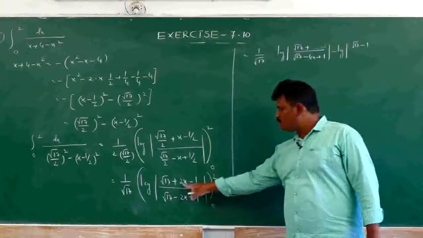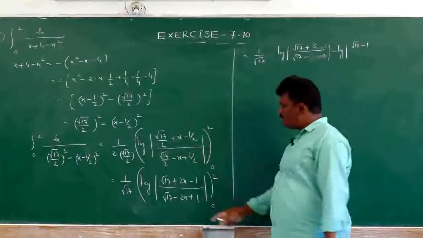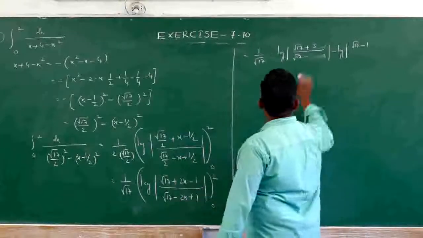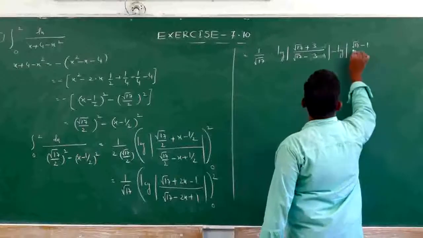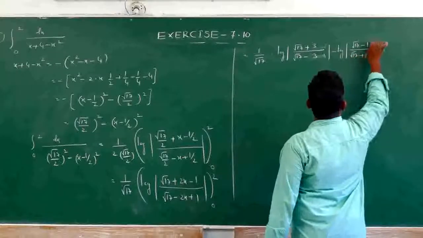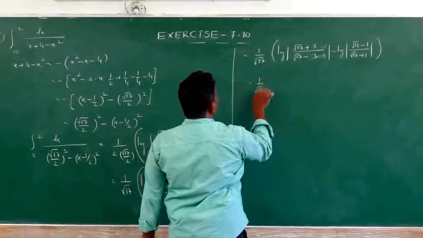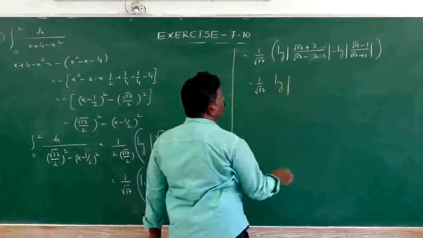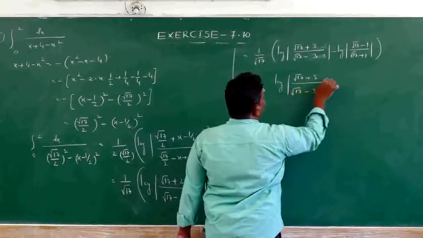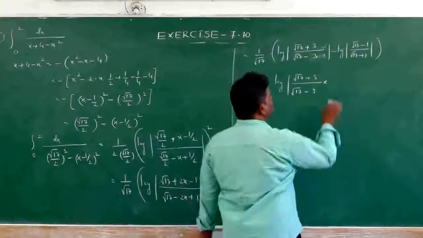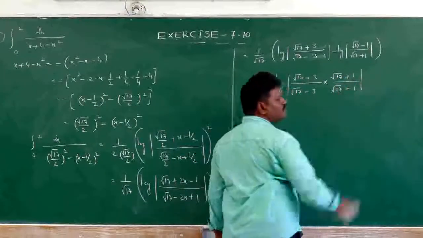Substituted means 2 into 2, how much, 4, 4 minus 1, 3 value, root 17 plus 3, then again root 17 minus 4 plus 1, minus 3 value, okay na, right. Root 17 plus 1, root 17 minus 1 by this value root 17 plus 1, okay na. Now this one if you write in fraction form, 1 by root 17 into log of root 17 plus 3 by root 17 minus 3, into, by fraction reciprocal, root 17 plus 1 by root 17 minus 1 value.